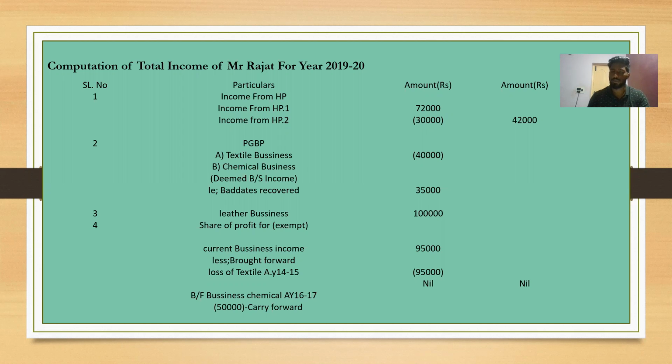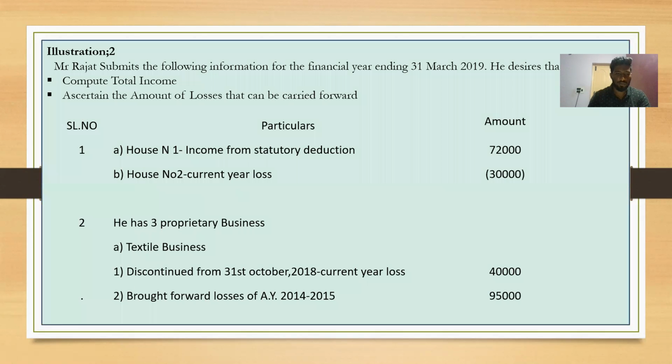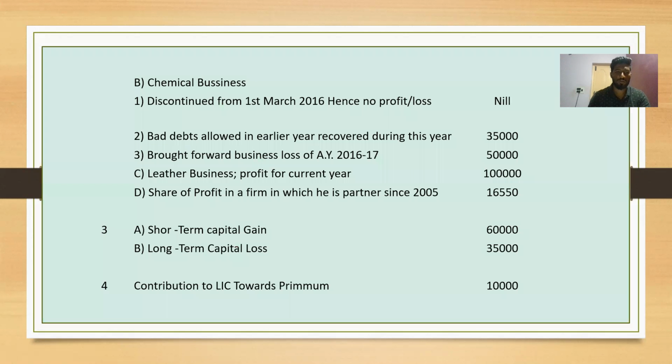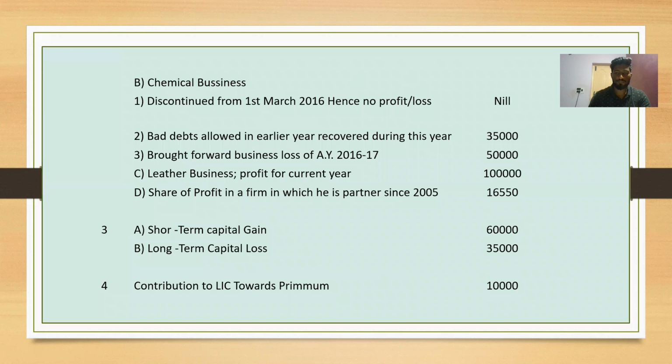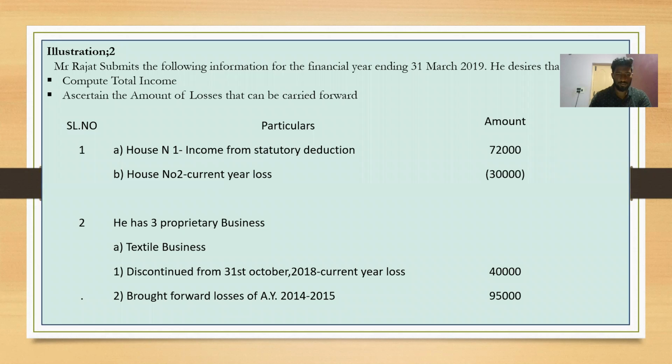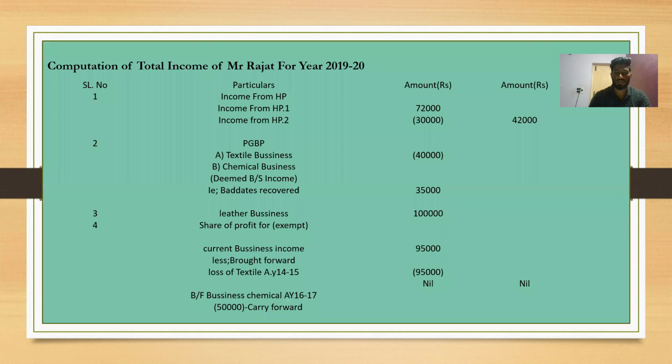It amounts to 42,000. So the next head of income is PGBP. We have three businesses here: one is textile, one is chemical business, and one is leather business, with brought forward losses. First, the textile business: we have current losses of 40,000 rupees. So we have taken the loss.